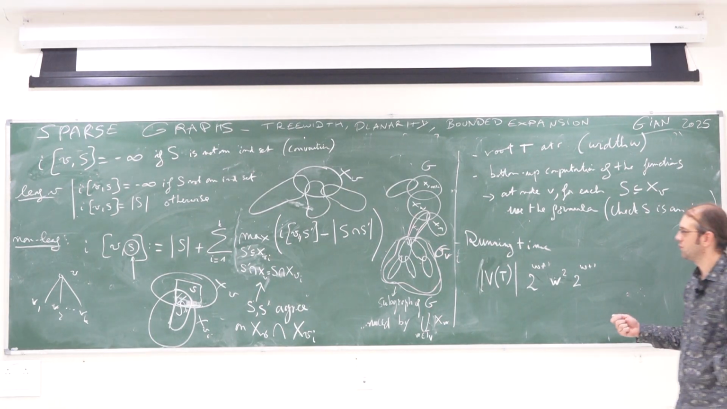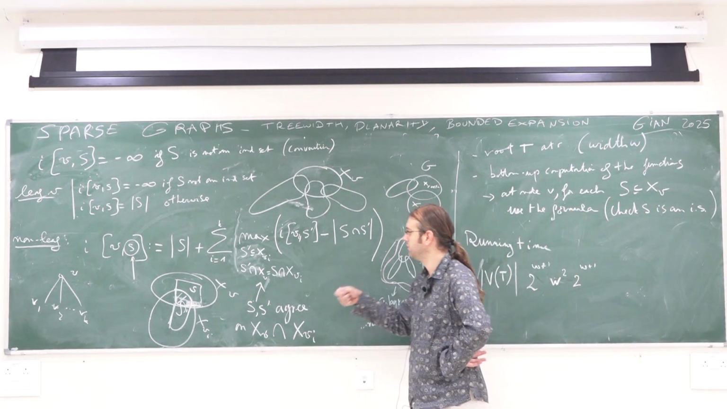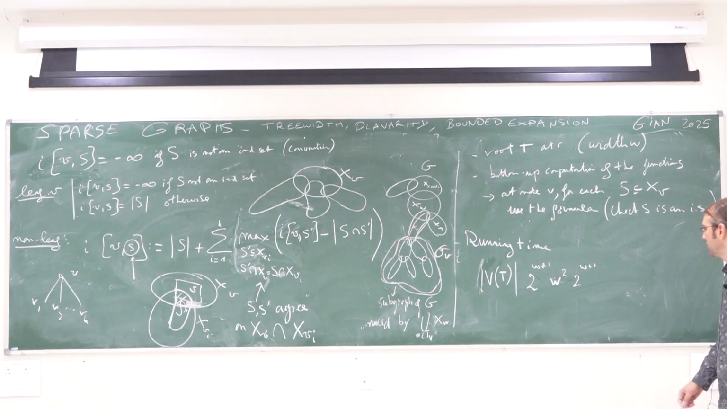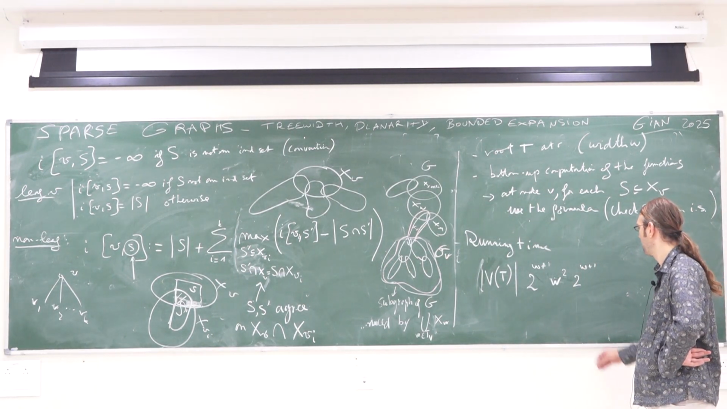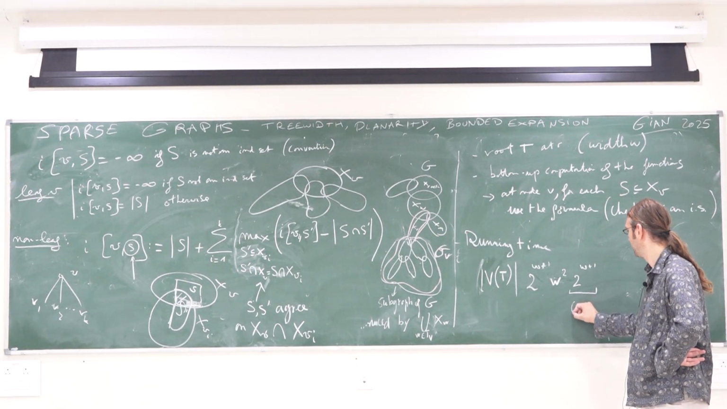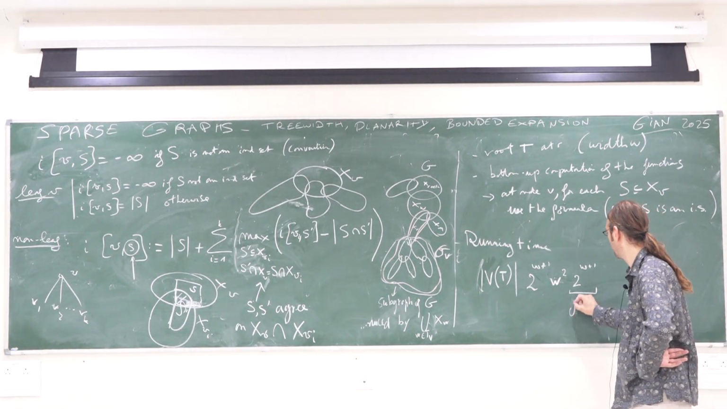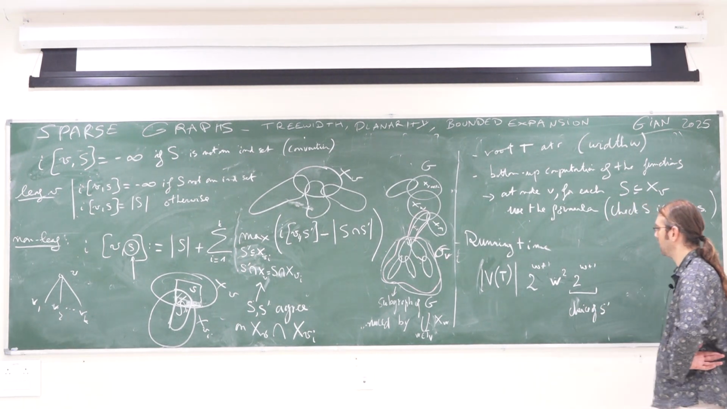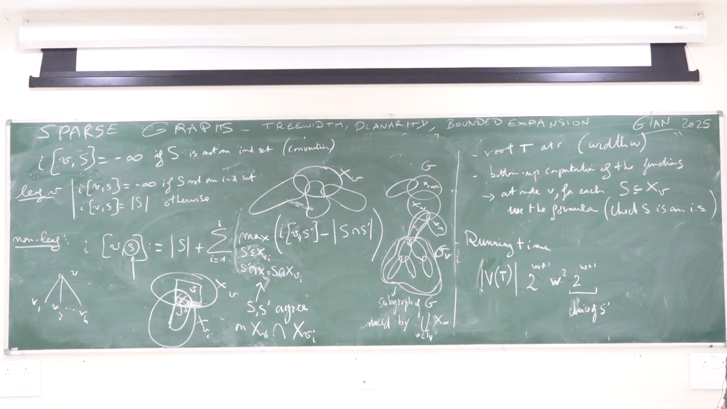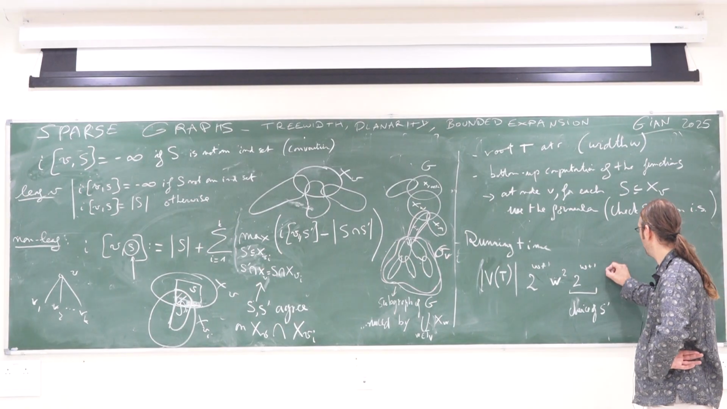But these choices are individual, so you do it for the first child, and you do it again for the next child, and so on and so on. This is for the children, the choice of S prime. So you have to maybe multiply by the number of children.